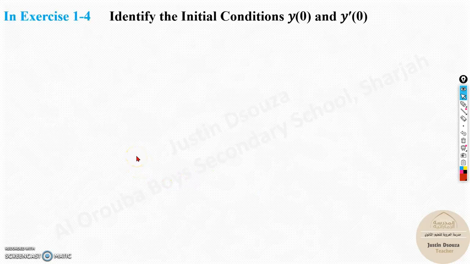The first topic here is very basic. It is to identify initial conditions. Now, you might have remembered, if you have a position, say P, and you differentiate the position, you will get velocity. So differentiation will give you velocity, and if you differentiate the velocity, you will get acceleration.